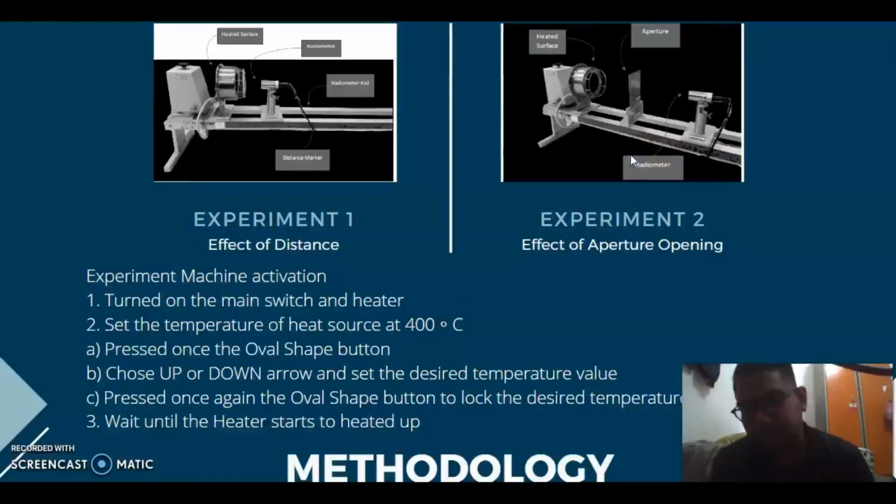Before we start our experiment, we have to activate the machine. Firstly, we turn on the main switch and the heater, and then we set the temperature for this experiment, which is 400 Celsius. To set the temperature, press the oval shape button once, then choose the up or down arrow to set the desired temperature, and then press the oval button to lock it. Then we wait for the temperature to achieve a stable condition.